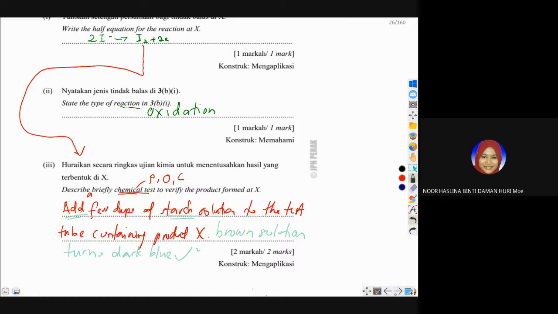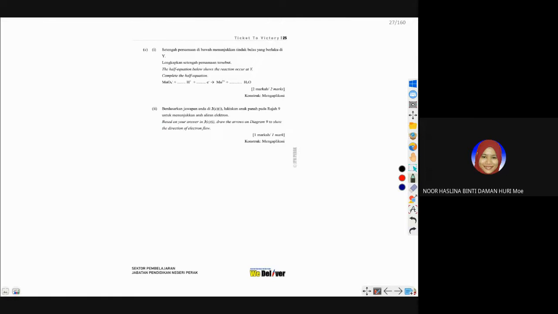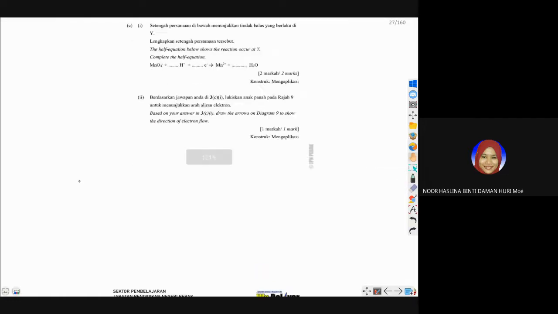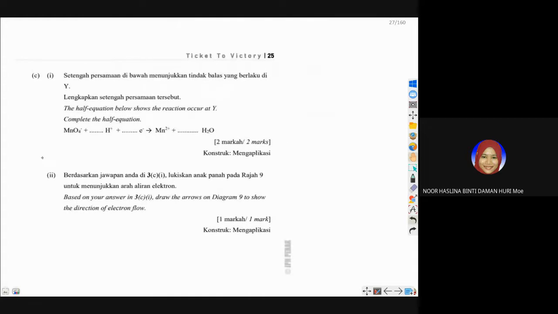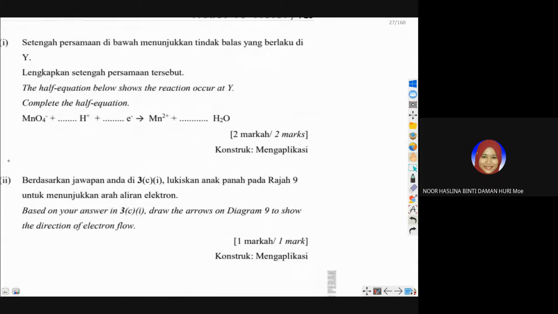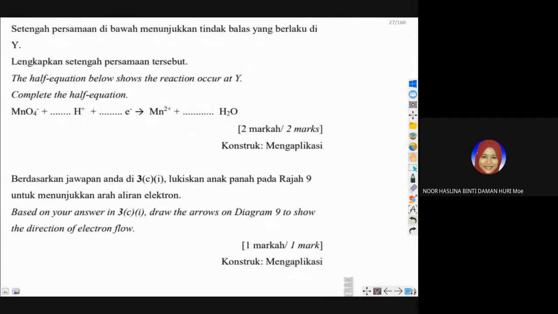Okay, ada lagi tak? Okay, C pula. Okay. Half equation below shows the reaction occur at Y. Complete the half equation. Okay, you must complete the half equation here. Okay, mangan 7 become mangan 2 positive.